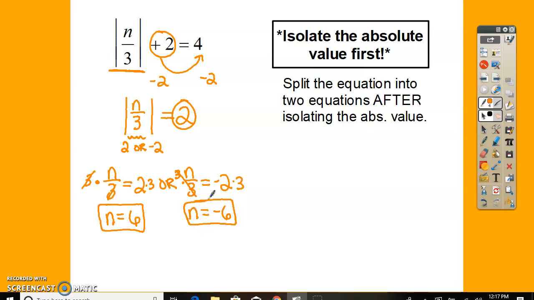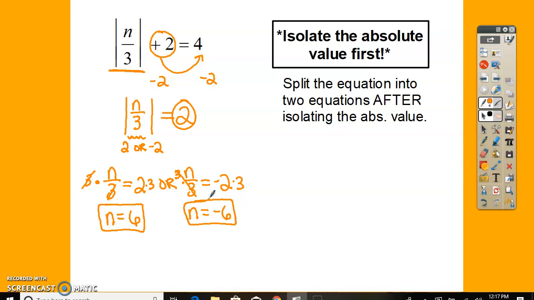So just a one-step equation. You have to multiply both sides by that denominator to undo the division that's currently happening. Okay, so I get n equals 6 and n equals negative 6. So you have to remember that the absolute value has to be completely by itself on that left-hand side before you can make your two equations.